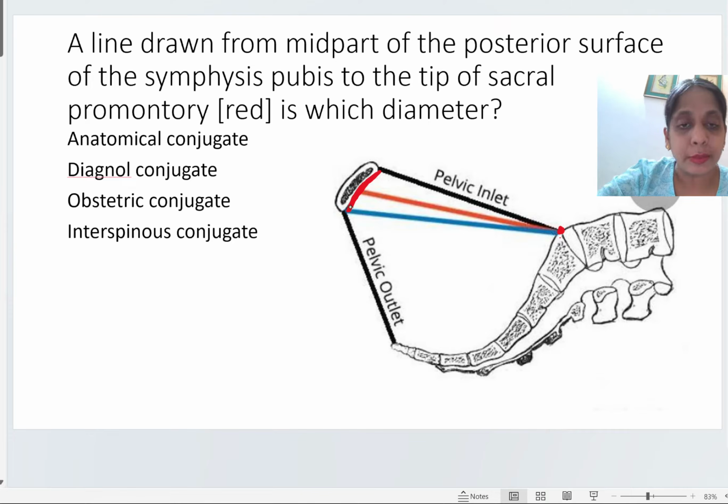So this is the posterior part of the pubic symphysis. They have told us to draw the line from the mid part, so from this point to this point. This red line has already been drawn. Now what diameter is this? They are asking the name of the diameter, from the mid part of the pubic symphysis to the tip of the sacral promontory.